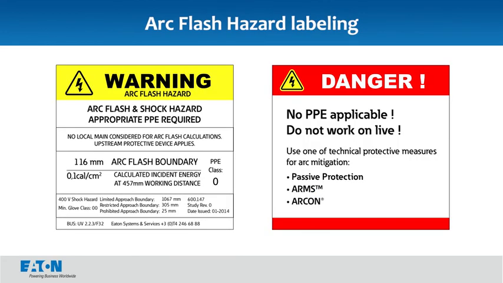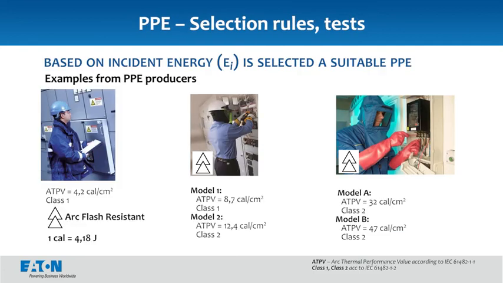Arc flash hazard labelling gives a clear warning about the safety level of the switchboard. Personal protective equipment, PPE, helps with protection against the thermal effects of arc flash. Suitable PPE, which must be declared as arc flash resistant, should be selected. Classification of PPE is dependent on different standards and habits. Don't forget that PPE is only your last chance to reduce the thermal effect of arc flash.